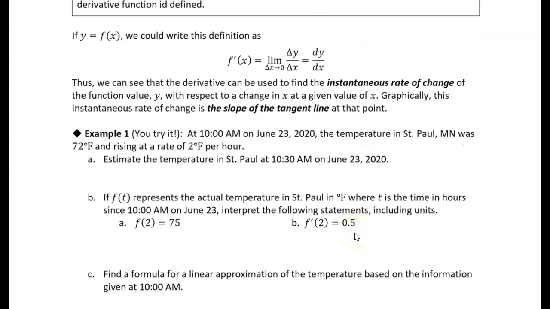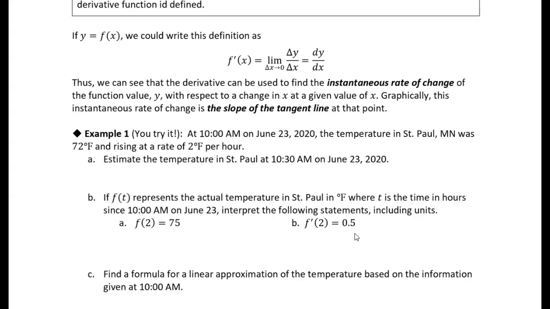All right, so in this example 1, we're told that at 10 a.m. on June 23rd of 2020, the temperature in St. Paul, Minnesota was 72 degrees and rising at a rate of 2 degrees Fahrenheit per hour. Okay, so the first thing we're asked is just to estimate the temperature in St. Paul at 10:30. So it was 72 degrees at 10 and rising at a rate of 2 degrees per hour.